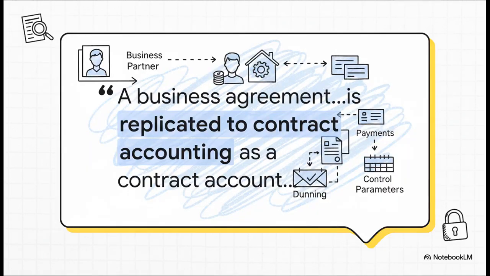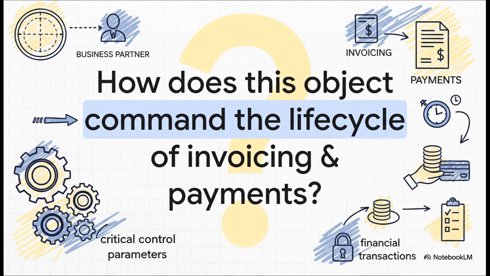And speaking of that integrated approach, this quote just nails it. It perfectly captures the essence of how replication works, which is something you see all the time in modern SAP setups. So, we know how the blueprint is drawn up, how the structure gets built. But that leads to an even bigger question, right? How does this one single object, the contract account, go on to command the entire complex life cycle of invoicing, payments, and dunning? That's a story for another day.